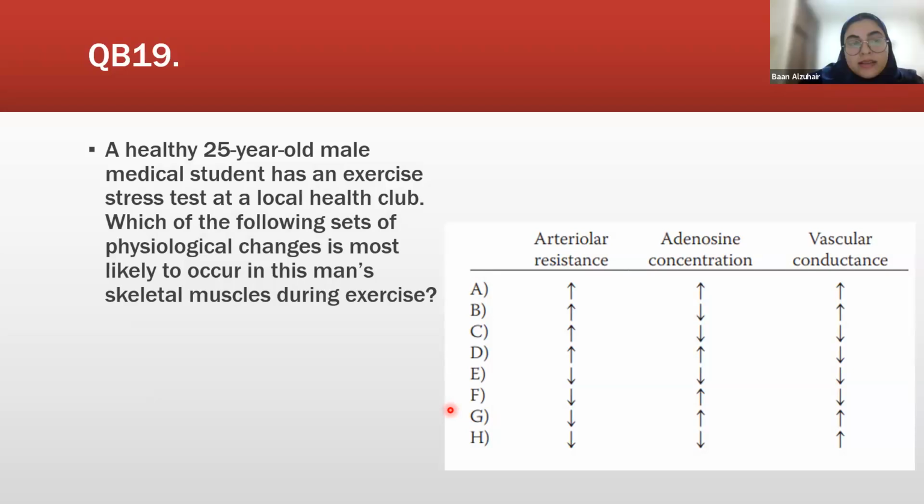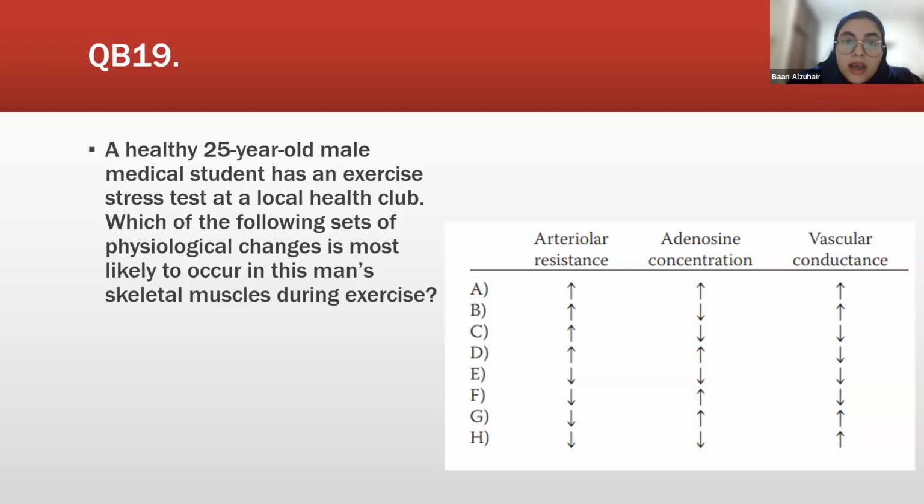Remember, he's exercising, his muscles are working, so they need blood. Yes, Munib, you're right. It is G. So the muscles need more blood, right? Would they have a lot of resistance? No. They need blood, so they vasodilate. Arterial resistance is low. So that excludes A, B, C, and D. You only have E, F, G, and H.